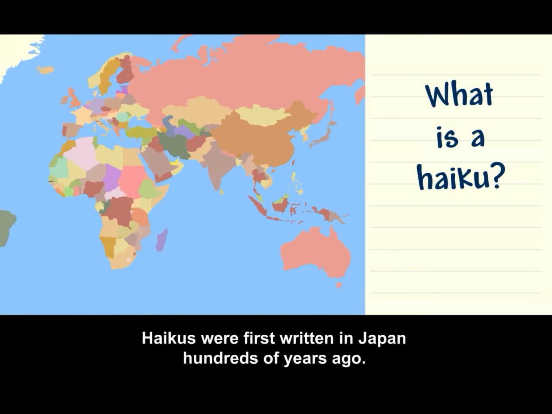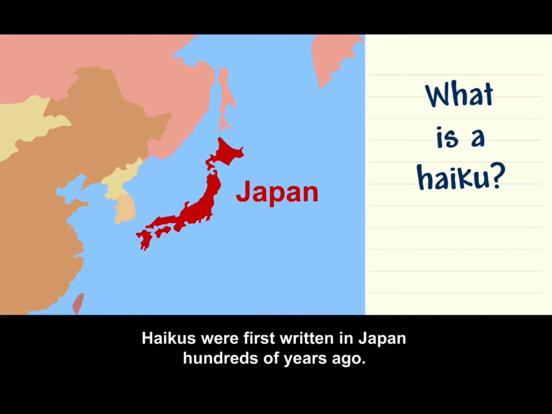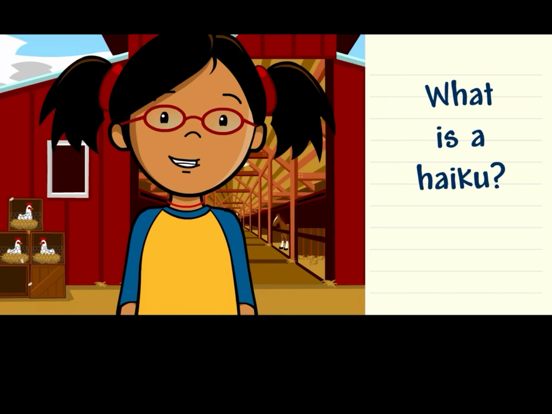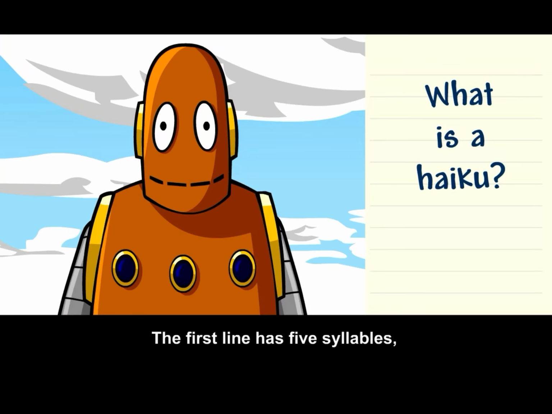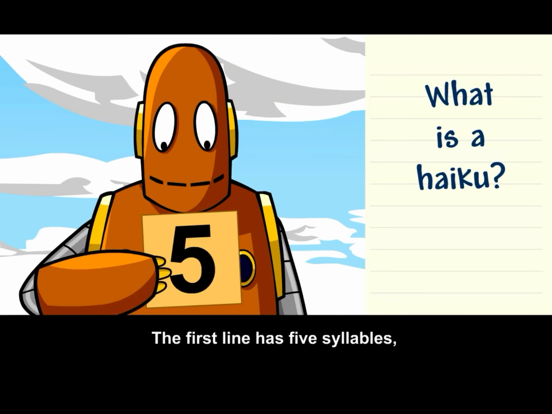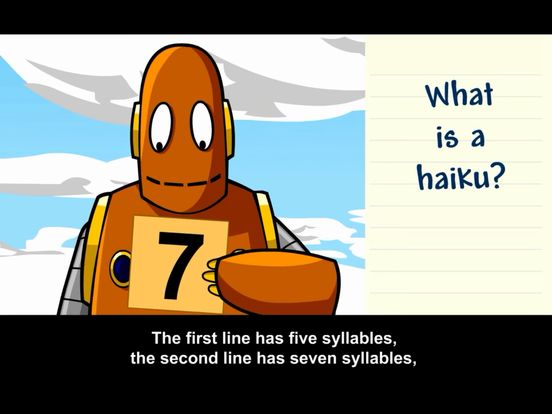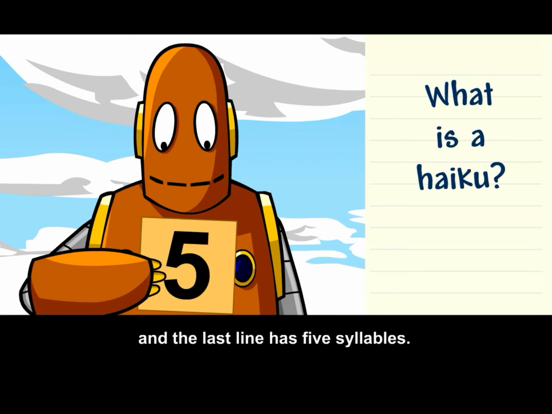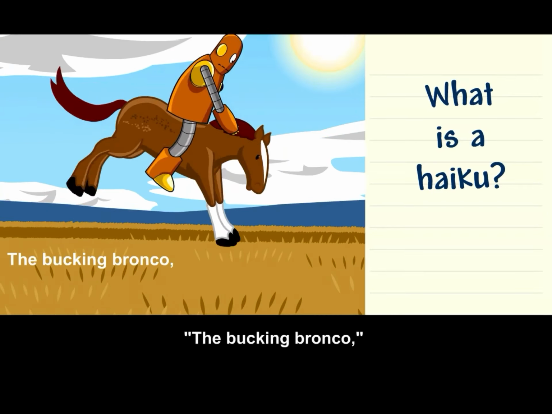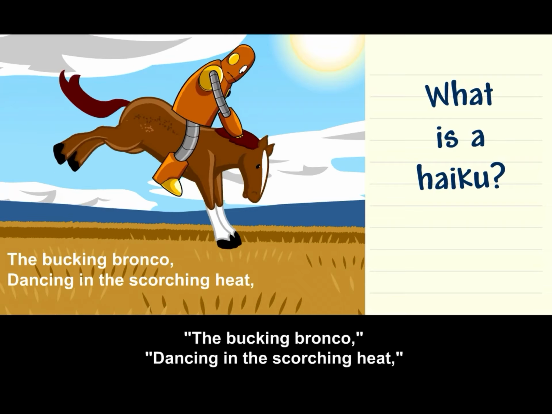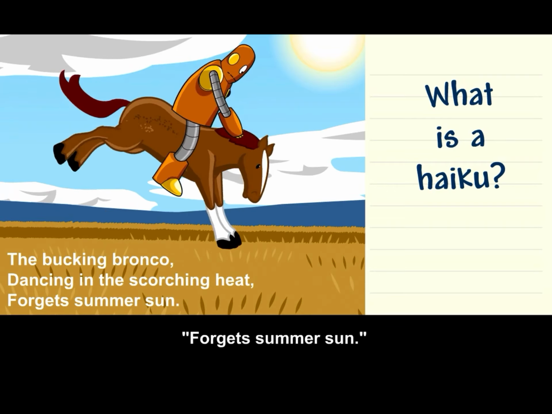Haikus were first written in Japan hundreds of years ago. A haiku has only three lines. The first line has five syllables. The second line has seven syllables. And the last line has five syllables. The bucking bronco, dancing in the scorching heat, forgets summer sun.